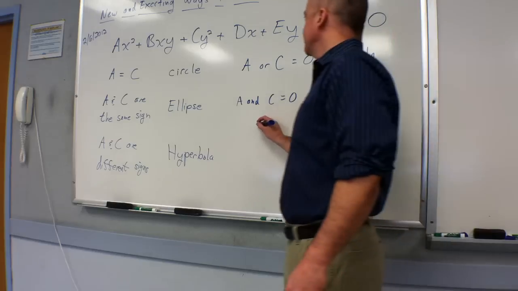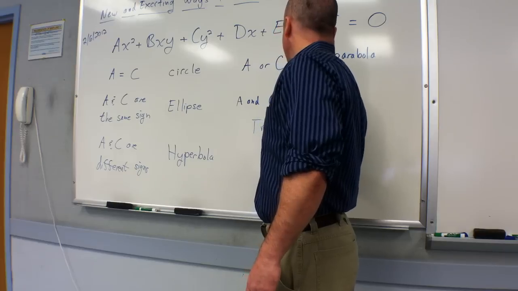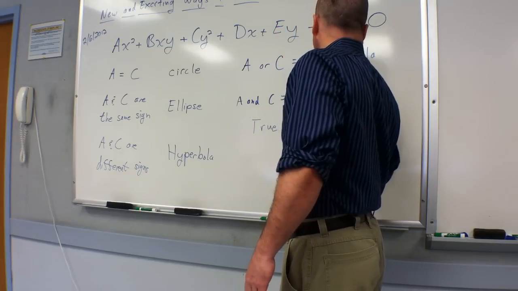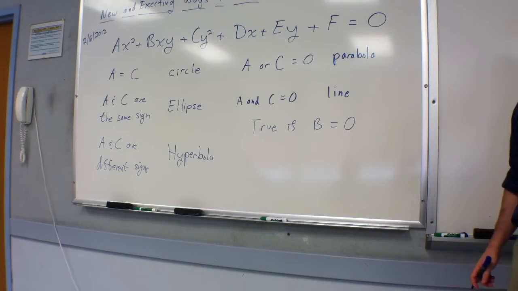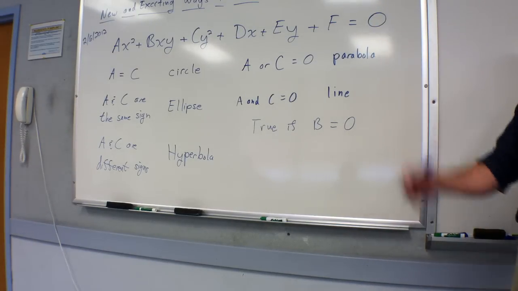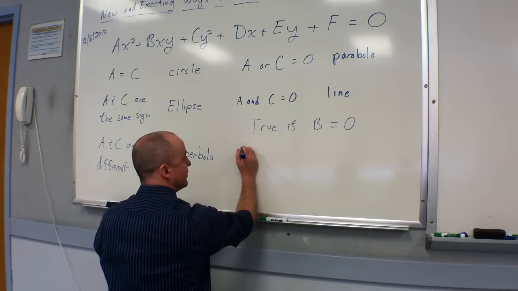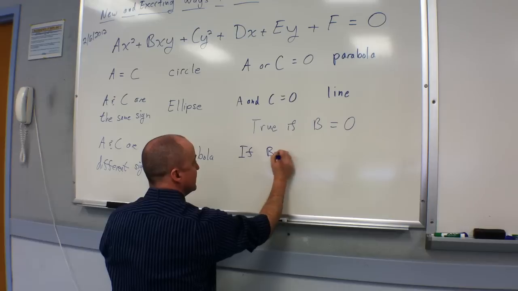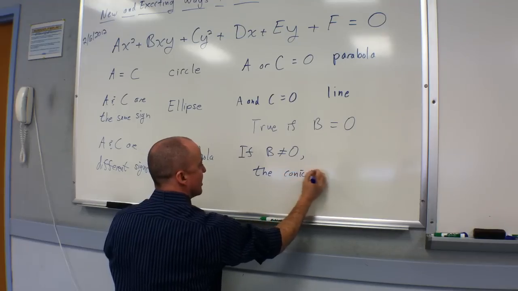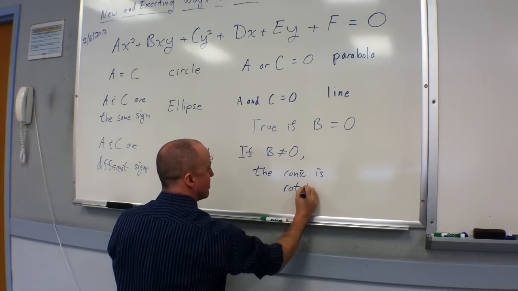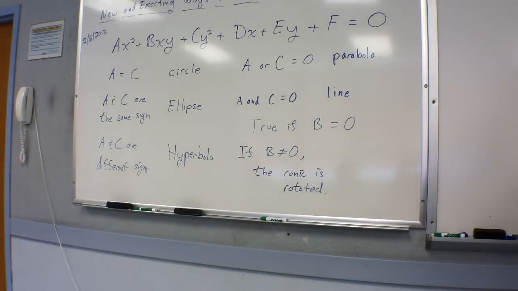And all of these, did I leave anything else? Nope, okay. All of these are true if B is equal to 0, if you don't see that term. Because we never gave you any examples with the B term before. If B is not equal to 0, then the conic is rotated, and we start that tomorrow. Rotated conics we start tomorrow.